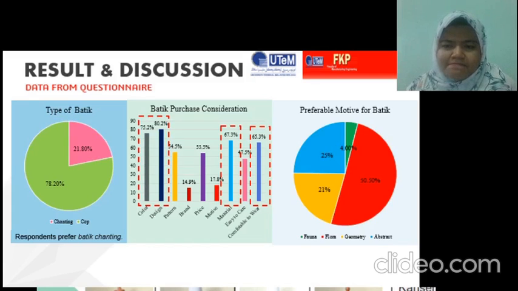So we can see that nowadays marketing focuses more on producing batik based on the respondents' characteristics in terms of purchase, rather than on their own ideas for producing batik products.